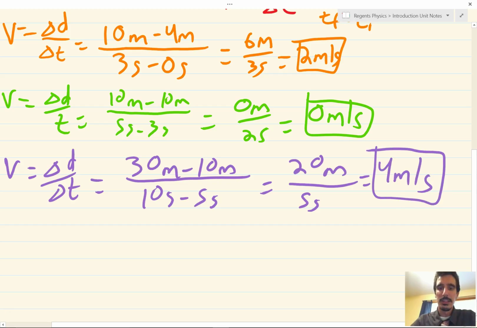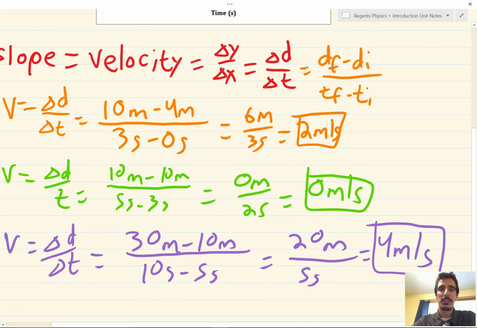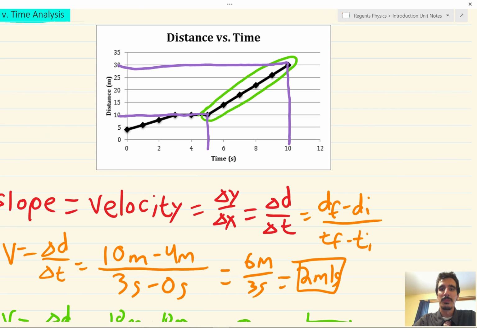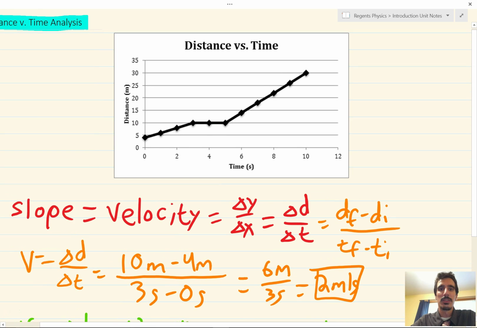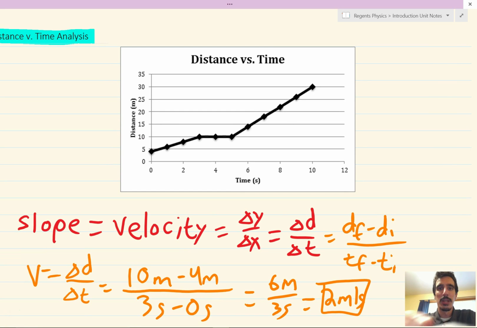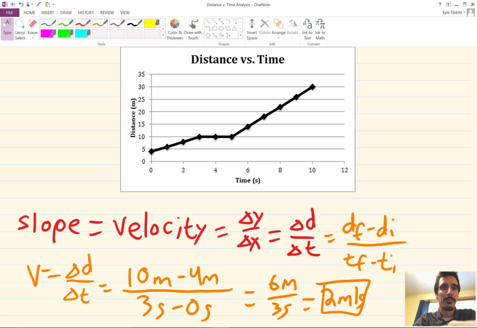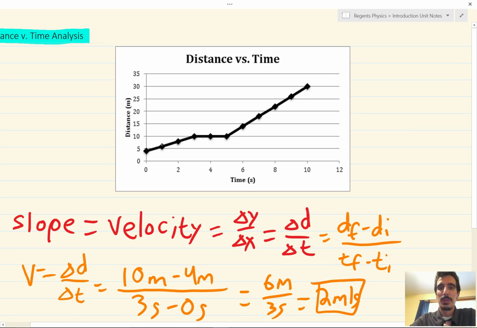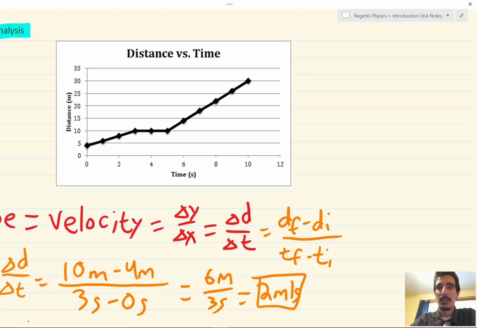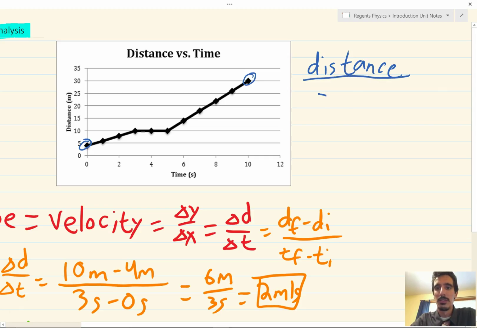So the key idea, again, is that the slope represents the velocity. Now, we might also be asked how much distance did this object travel, or what was its displacement? So let's look at the distance. Remember, the distance is the total path covered. So this object or a person started out at 4 meters and ended up at 30 meters. So their total distance is 30 meters minus 4 meters, which is 26 meters.